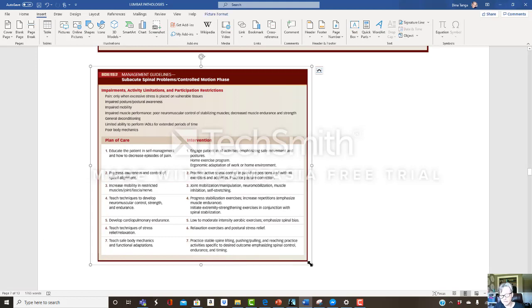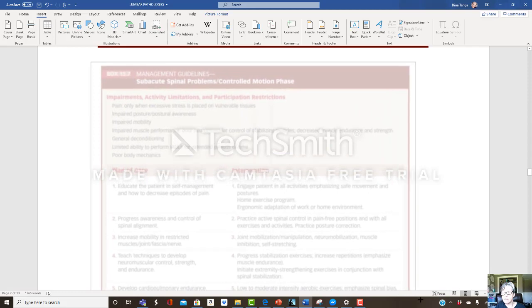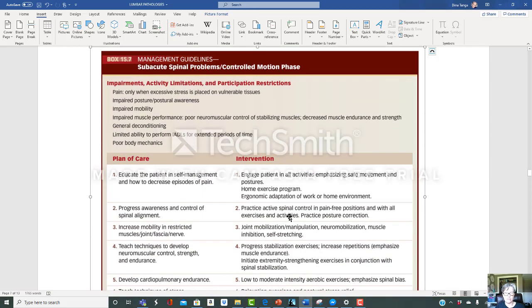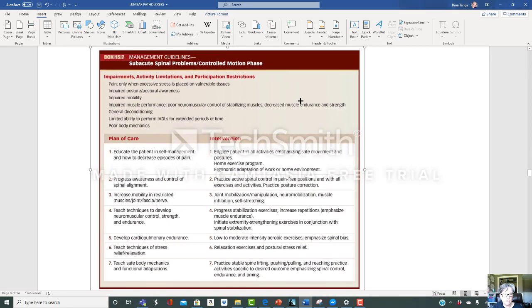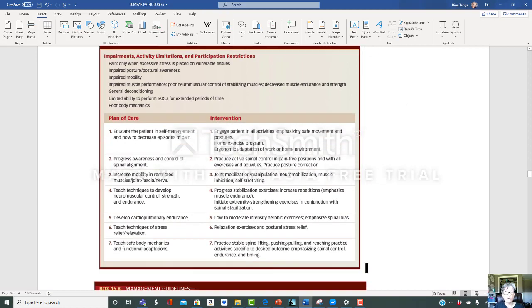This is box 15.7. But not that big. There we go. Okay.